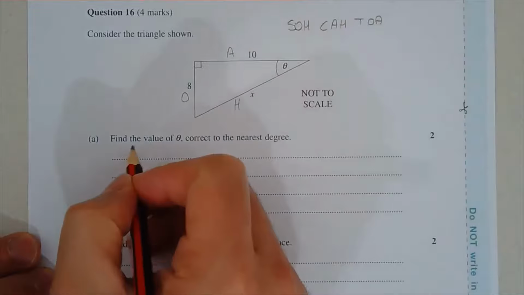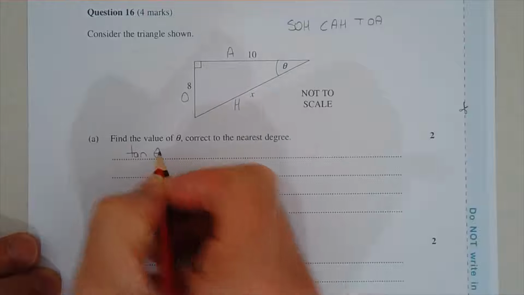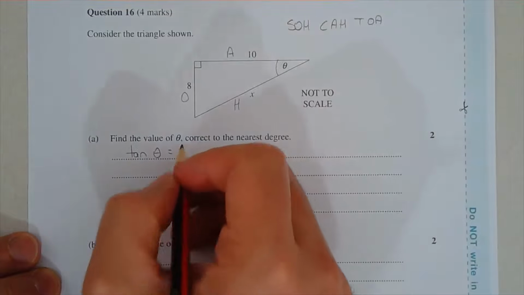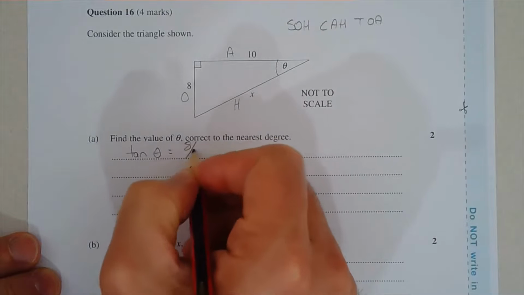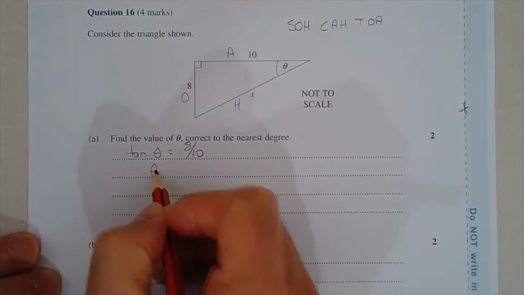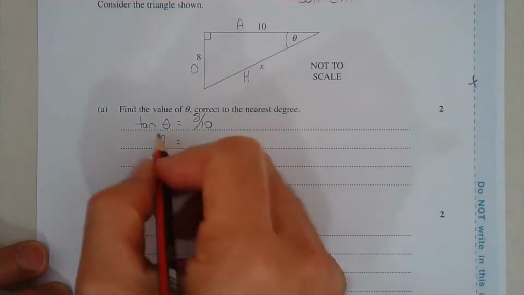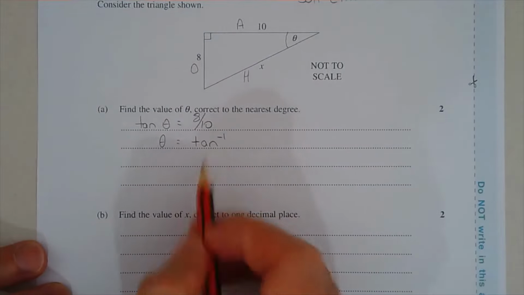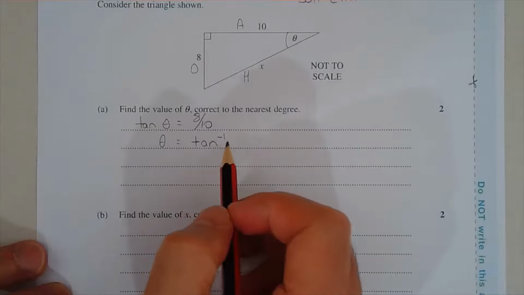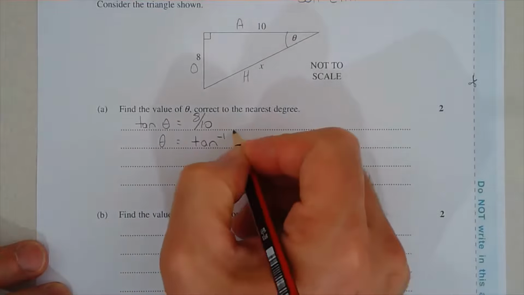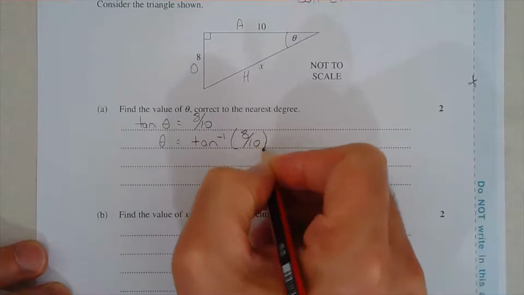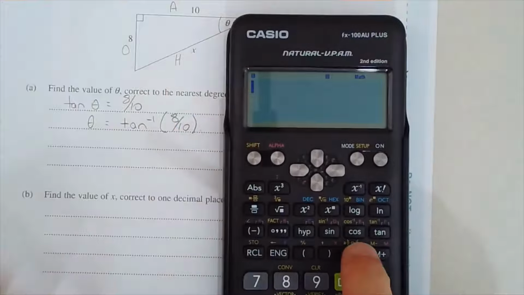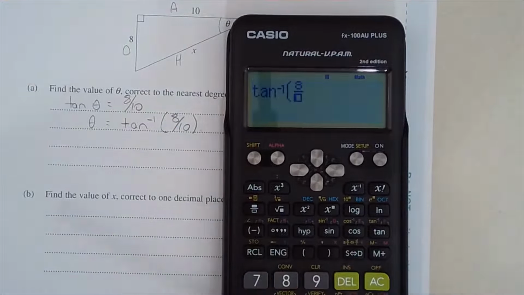It's going to be 10. So tan of theta is equal to opposite over adjacent. Okay, so that's going to be 8 over 10. All right. Now, we need theta to be the subject of the formula there. And we're going to move tan to the other side by using the inverse of tan. So this is tan to the -1 using the shift key on the calculator, and then the tan button. 8 over 10. And let's enter that in now. So shift tan, 8 over 10.